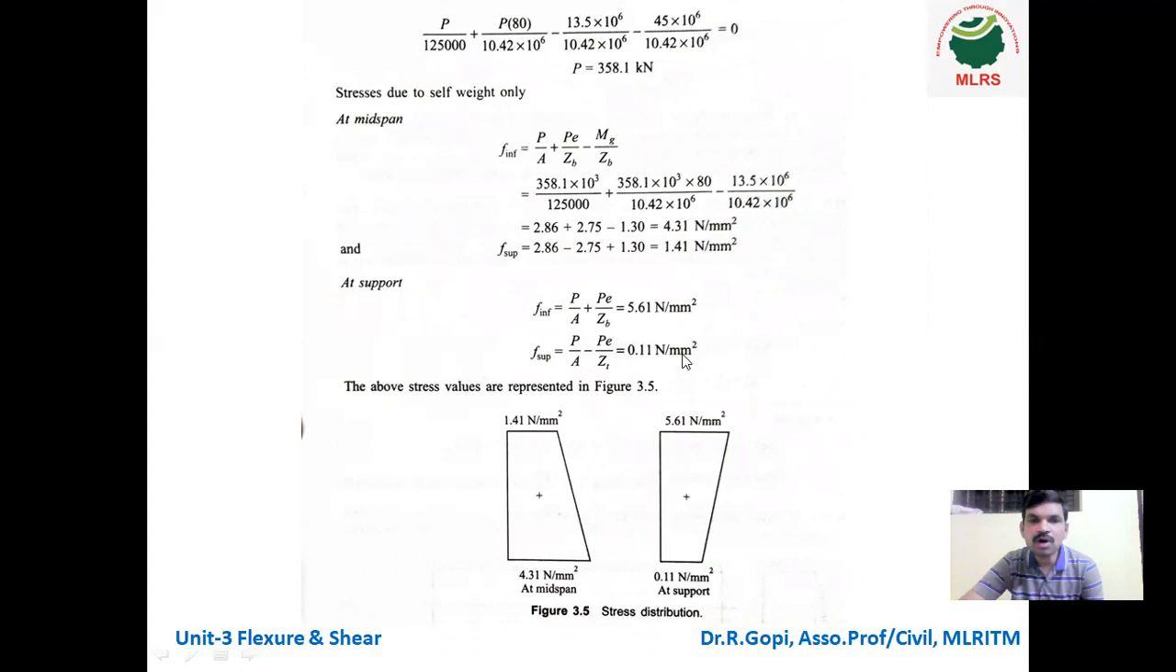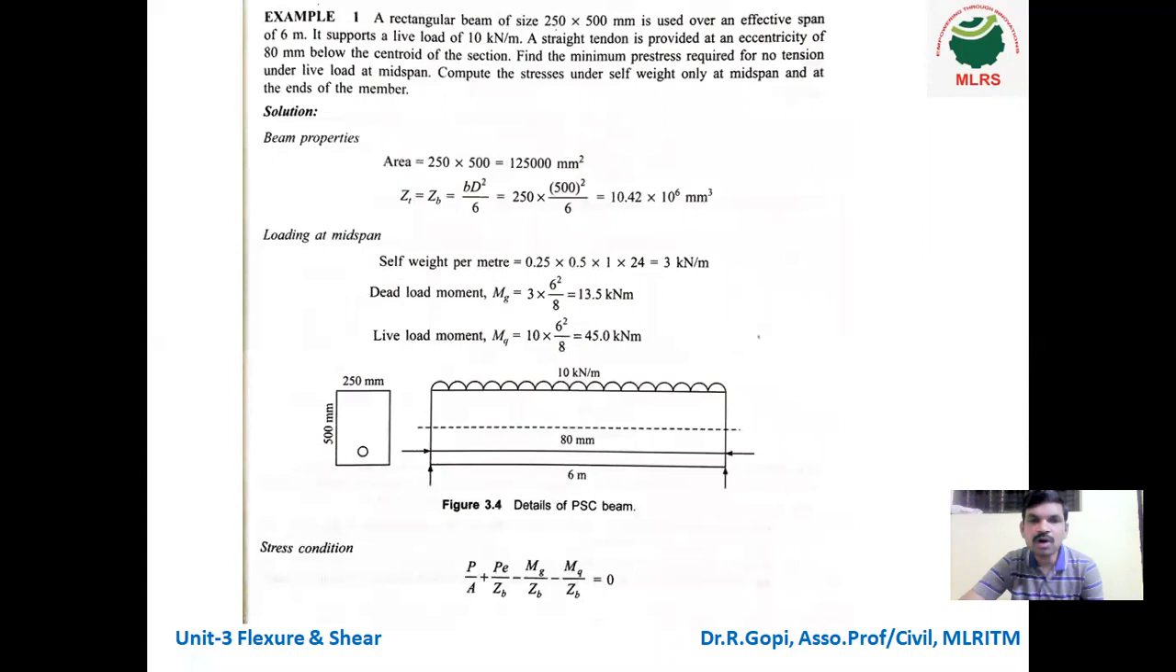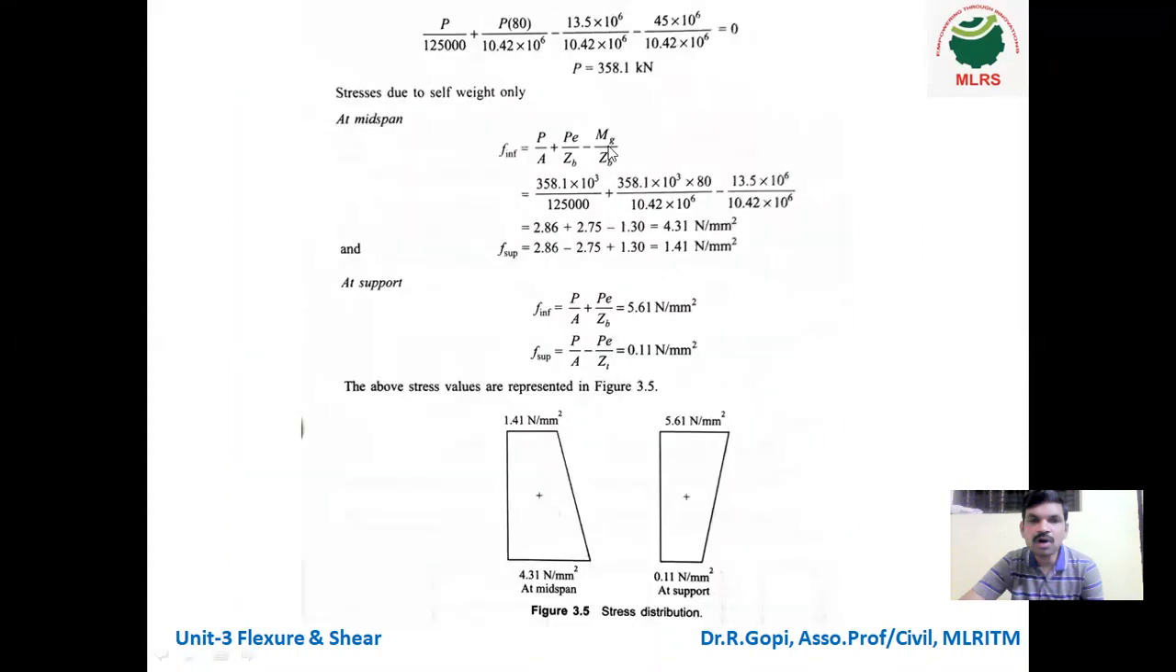So please read the question very carefully. If no tension occurs under that condition, if they ask to find out P, you have to equate the formula to 0. And at midspan, we have to consider both mg as well as mq, in case of live load also consider. If in this problem they asked to consider only self weight, self weight means only dead load, so we consider only mg. mq is not considered. At support, this mg also will not come because at the simply supported end, the moment value is 0.